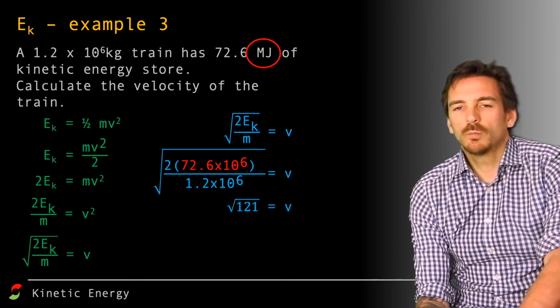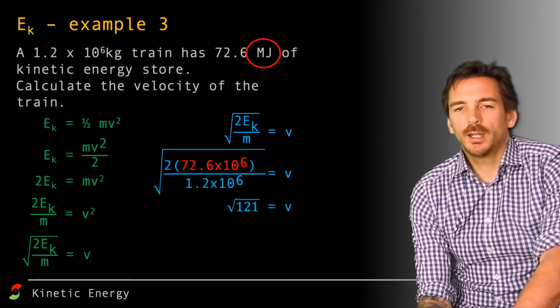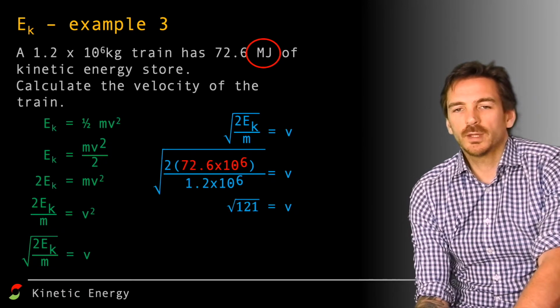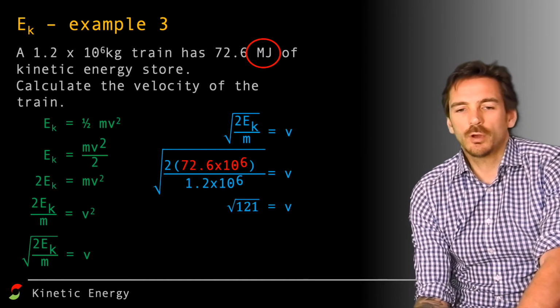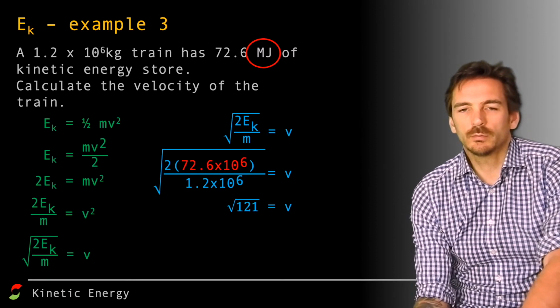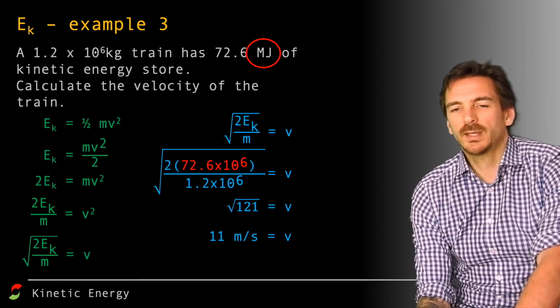And rather than do everything in one go, work out what that value is before we square root it. So we've got 121, which is a nice number to square root, which gives us 11 meters per second.